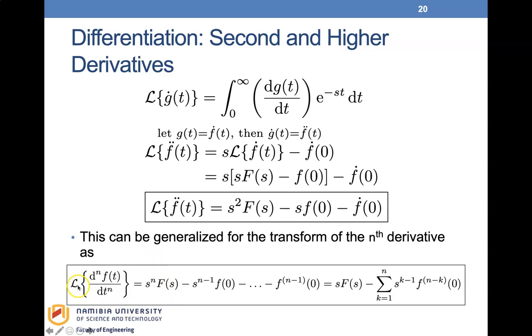So if you have the Laplace transform of d to the power n f of t over dt to the power n, this will give you s to the power n F of s minus s to the power n minus 1 f of 0, and so on. In this case, n is 2, so s squared F of s minus s f of 0; if n is 2, then n minus 1 is 1. That's why we have s here, and then we have f of 0, and it goes on like that. So if you use this equation, you will be able to find the Laplace transform for any derivative to any power.